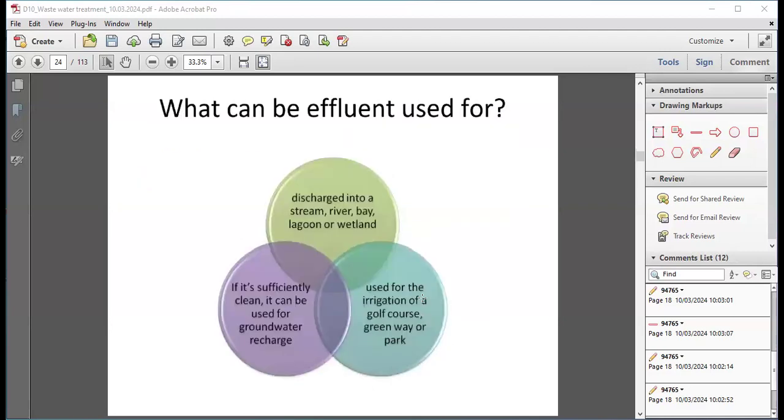What can effluent be used for? Discharge into a stream, river, bay, lagoon or wetland. If it is sufficiently clean, it can be used for groundwater recharge, or for irrigation of golf courses, greenways or parks, right?